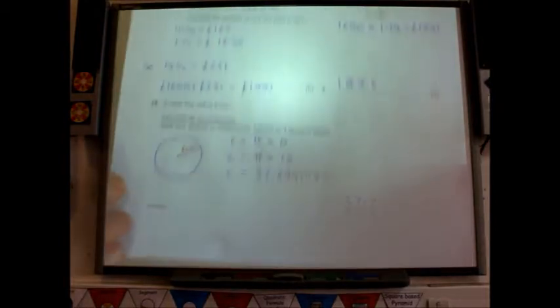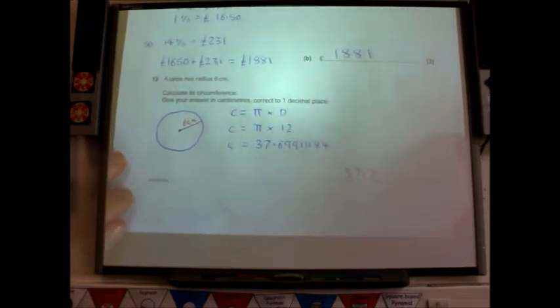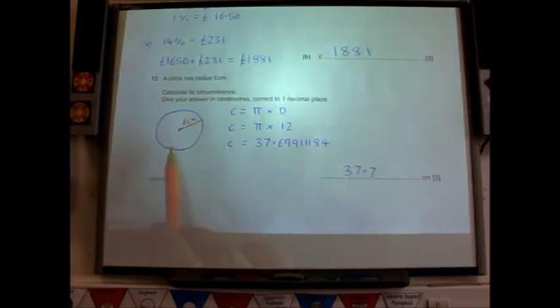Question number 12. A circle has a radius of 6 centimetres. I've drawn that, and I really suggest you draw that, because it will start ringing bells in your head with what you did in class. So it's got a radius of 6 centimetres. There we go. Calculate its circumference.